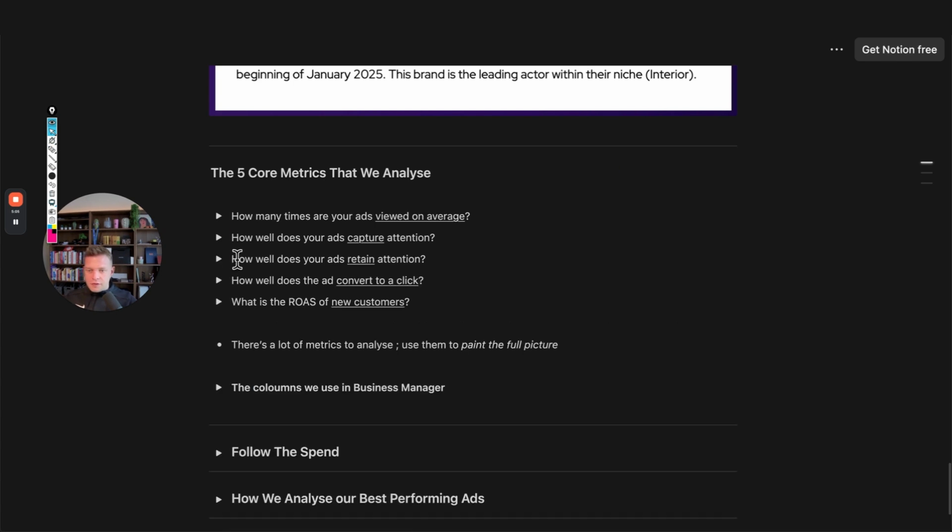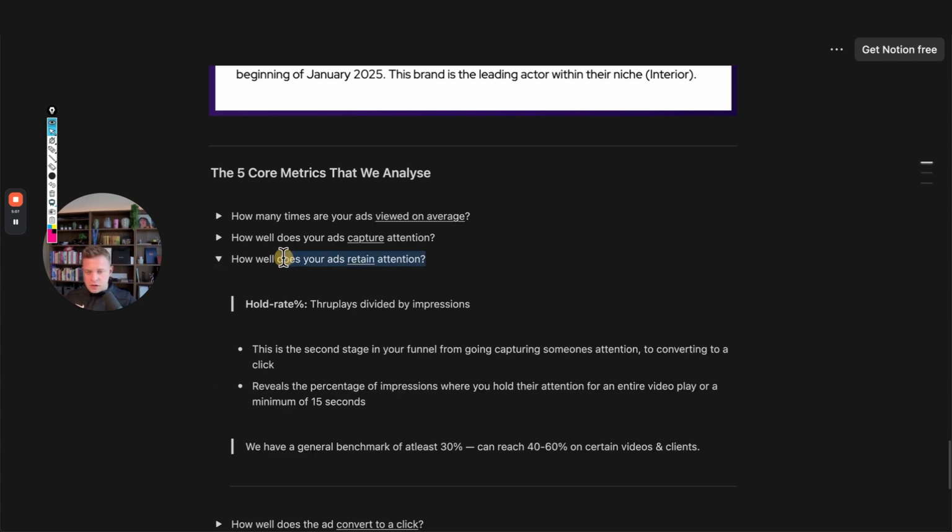And then we have the retention in the ads, which is the hold rate. And here we have another benchmark of 40%. Again, it really depends on case to case, because we also have ads or clients where we are seeing 50%. And the way that we calculate this is that we take the amount of people who have seen our ads from the first 3 seconds to a ThruPlay. That is how we calculate that.